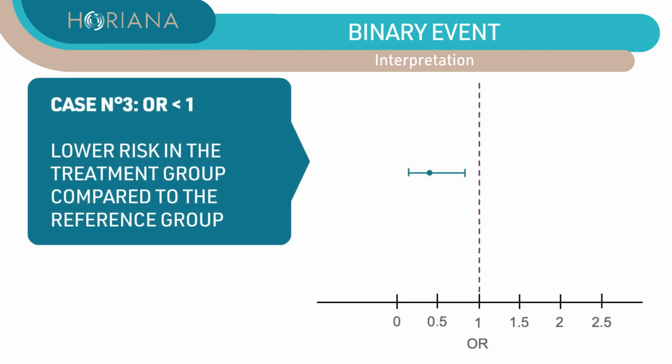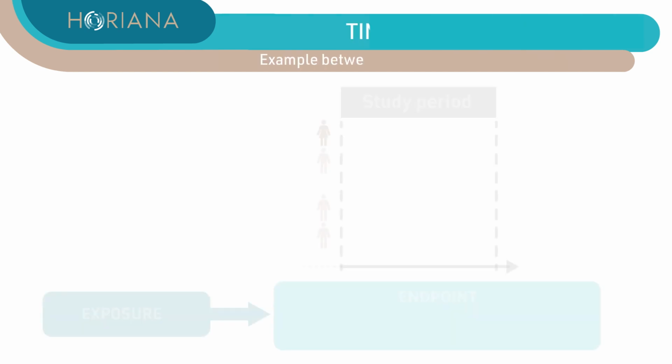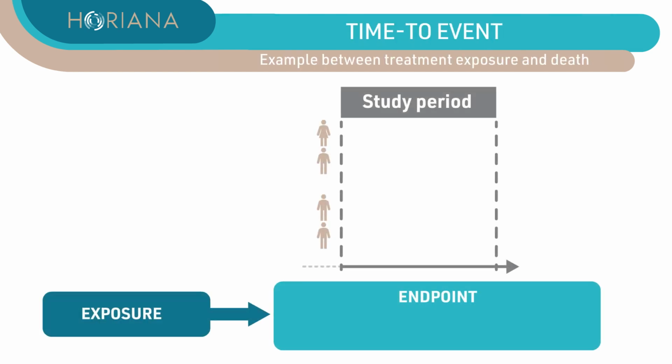If the estimated odds ratio is less than 1, the probability of adverse events is lower in patients receiving the innovative technique than in patients receiving the standard technique. This will be a protective factor against adverse events. This is the case in our fictitious example. Let's go on with another example.